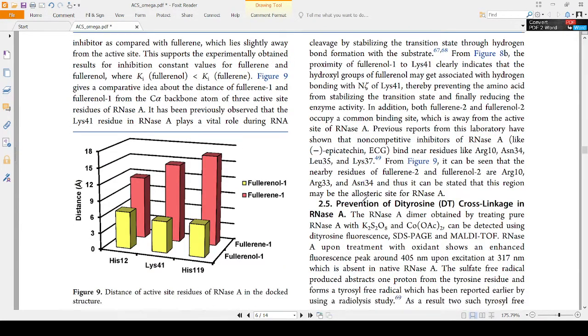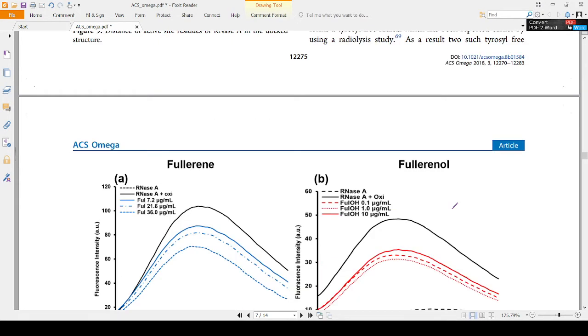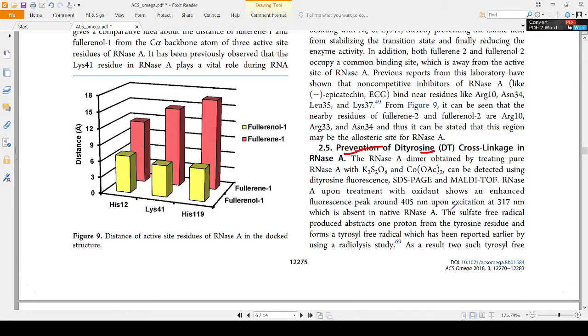One of the important things they have come across in this paper is the prevention of dityrosine bond. The dityrosine formation is actually when two tyrosines come close to one another and form a covalent linkage. Dityrosine is an indicator of oxidative stress. Dityrosine is present in peptides, like during Alzheimer's, where dityrosine is found largely, which suggests that it is an indicator or a biomarker of oxidative stress or related diseases.